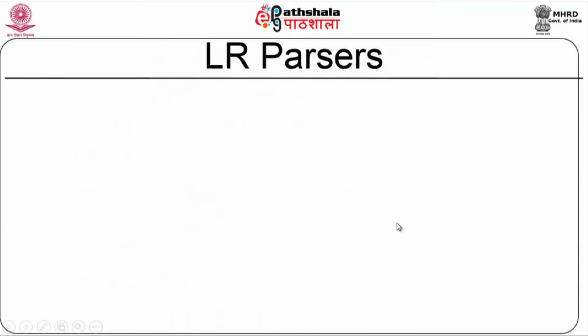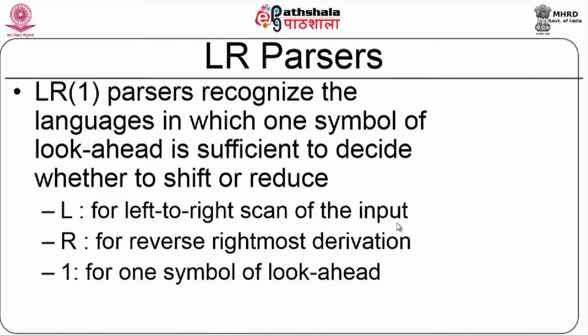LR parsers, in the sense that it is a left to right scan. The first L stands for the input being scanned from left to right, and the R stands for rightmost derivation. Here it is also called reverse rightmost derivation, in the sense that in a rightmost derivation, I start from the start symbol and replace non-terminals using productions, but here you start replacing the RHS with the LHS. It is a reverse rightmost derivation, in the sense that you look for a handle, and the handle will be looked for from right to left. That is a reverse situation, in which one symbol of look ahead is sufficient to decide whether to shift or reduce. This one indicates you are looking at one symbol at a particular point of time.